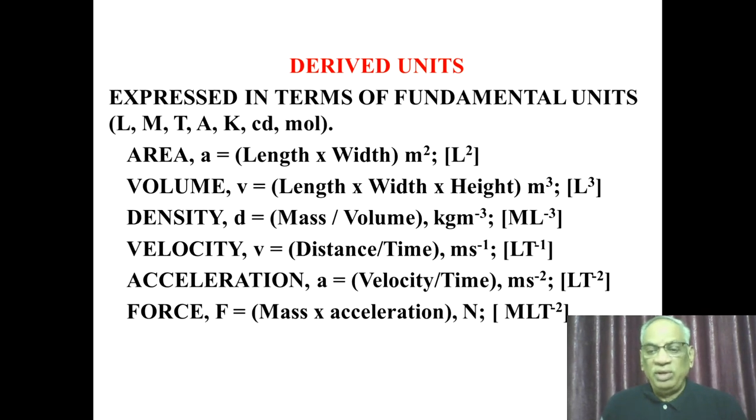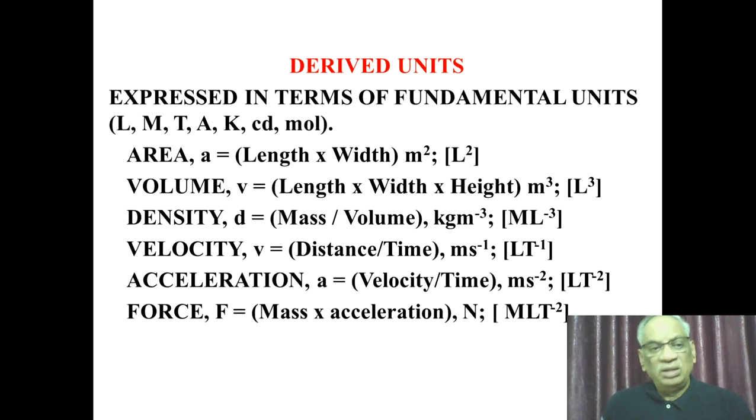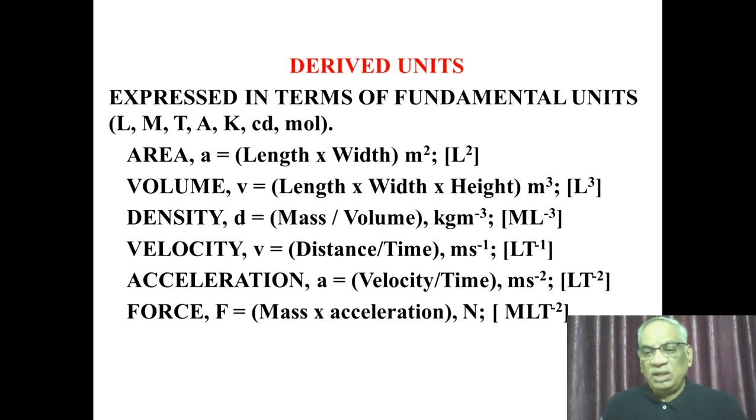That means when you combine a few units and a few dimensions to describe another physical quantity, then they are called derived units. For example, area. Area is length into breadth or width. Length has dimension L, width also has dimension L. So it is L into L, that is L square. So its dimension is L square and unit is meter square.